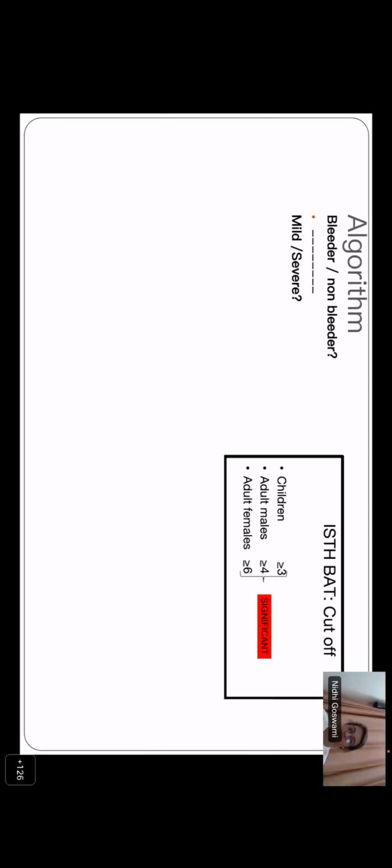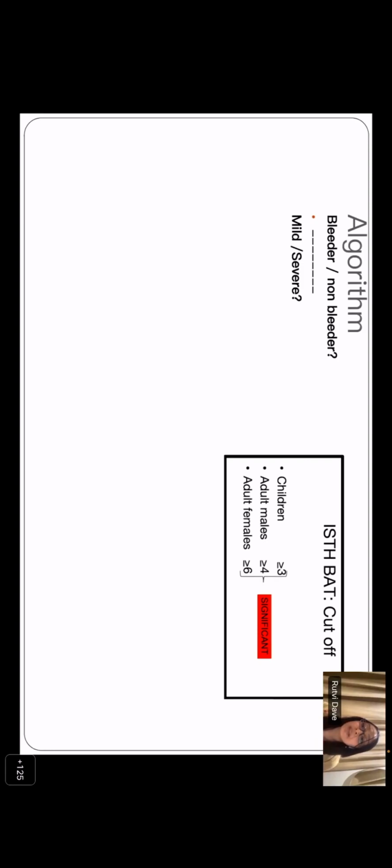So again, to clarify this, a score of 3 or more than 3, 4 or more than 4, or 6 or more than 6 will only tell whether the patient is a bleeder or non-bleeder. It will not tell you the severity, because the bleeding history can be very subjective. What I can feel as excessive bleeding may not be excessive bleeding.